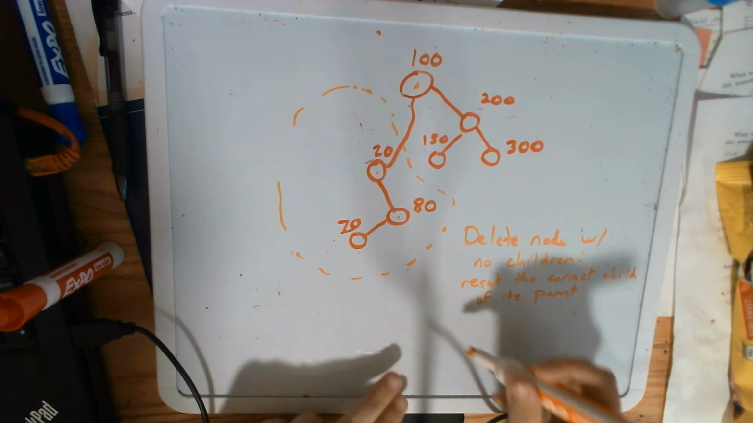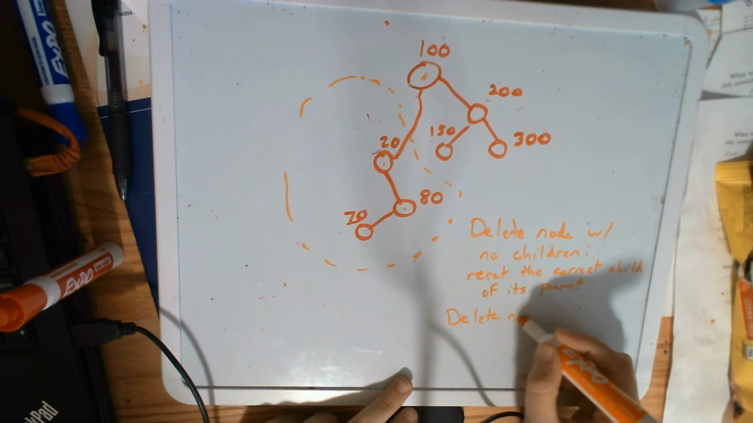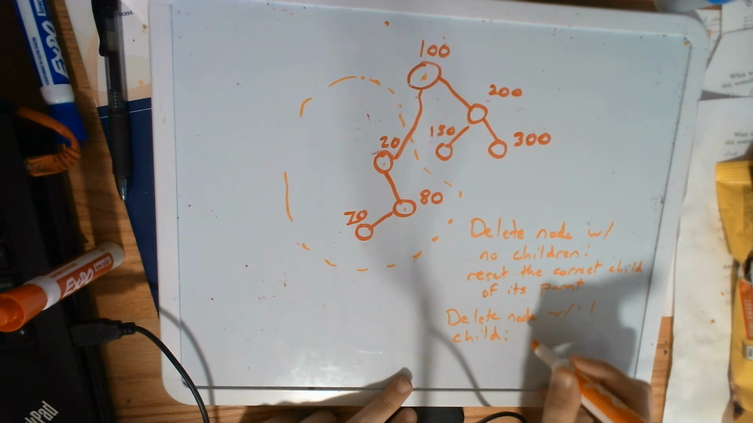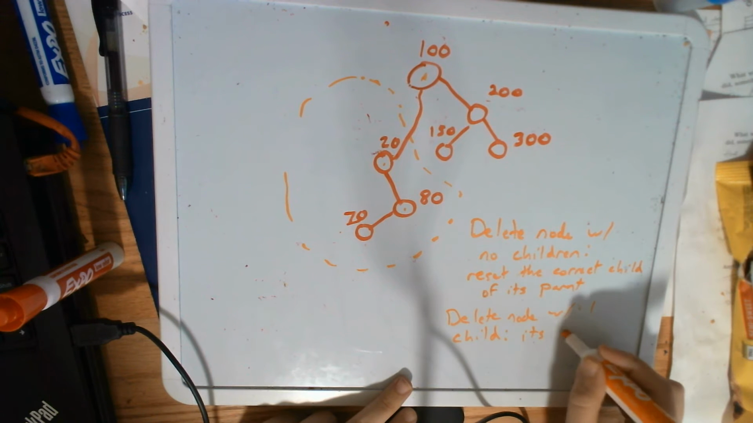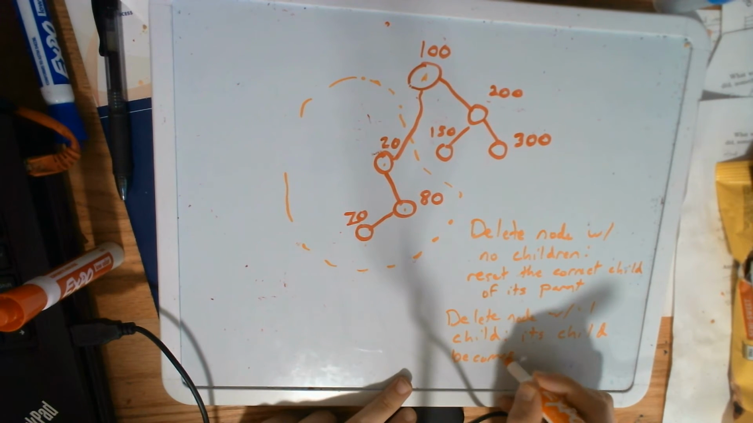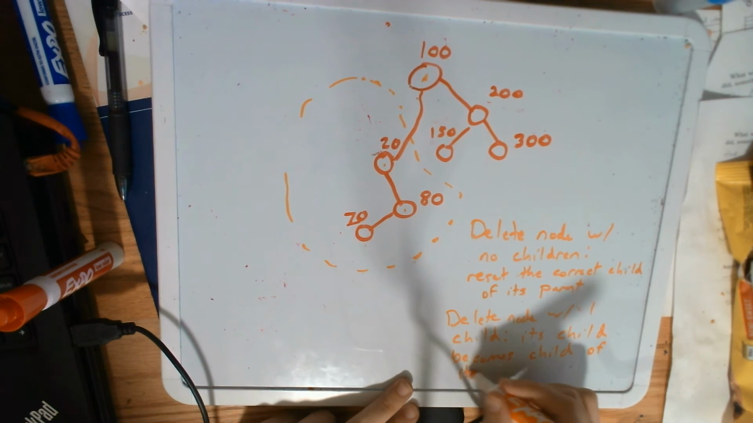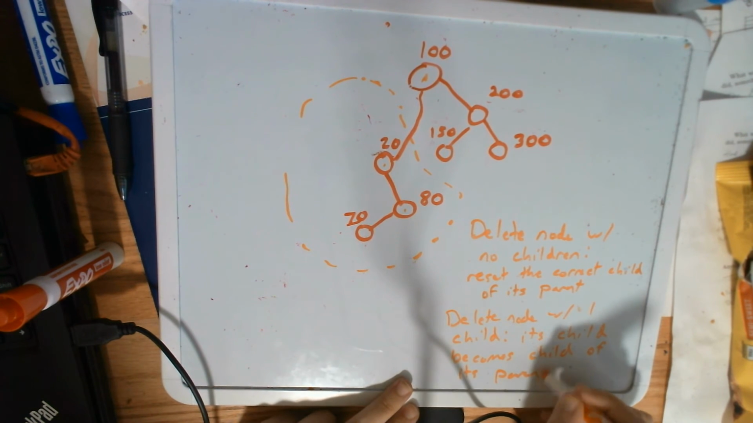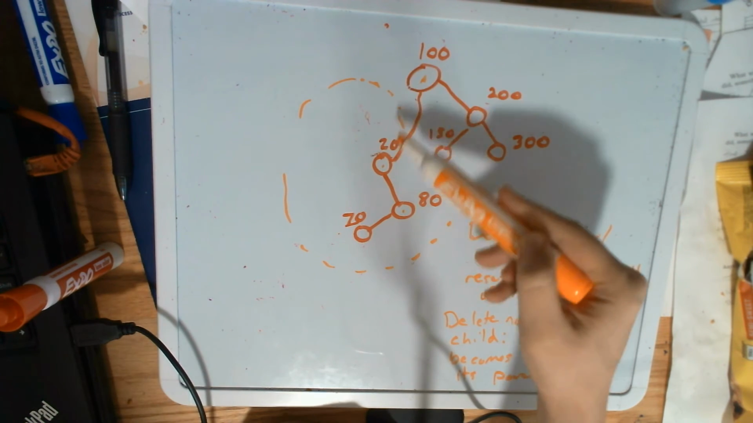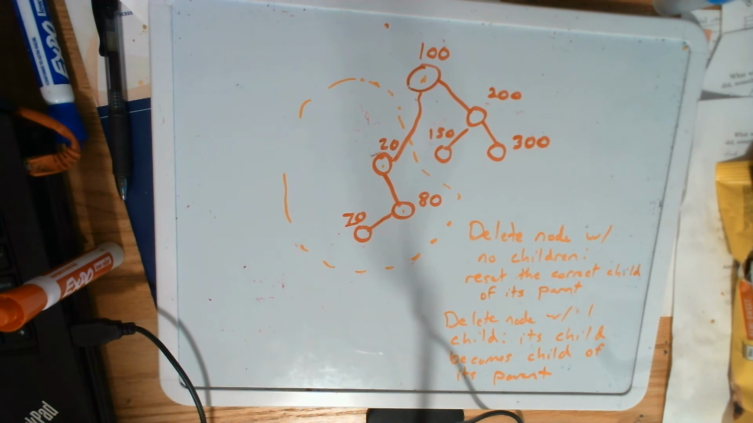So when we delete a node with one child, its child becomes a child of its parent. Right? 100 was the parent of 10, which is now gone. 20 was the child of 10, and so now 20 is a child of 100.